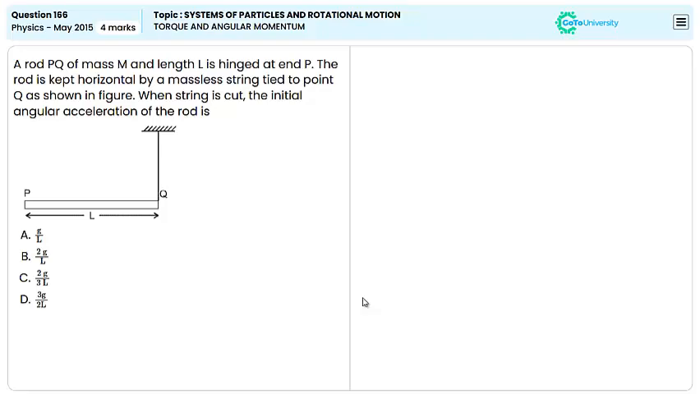To find the initial angular acceleration of the rod when the string is cut, let's analyze the situation. The weight of the rod, mg, acts at its center of mass, which is located at a distance L/2 from the hinge point P. This creates a torque about point P, which is given by tau equals mg L/2.